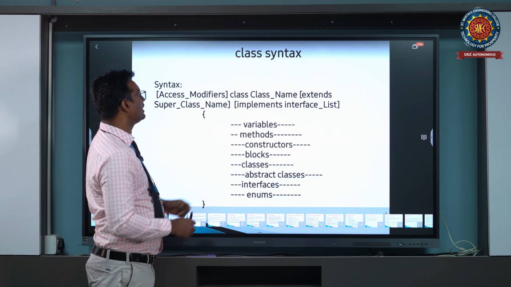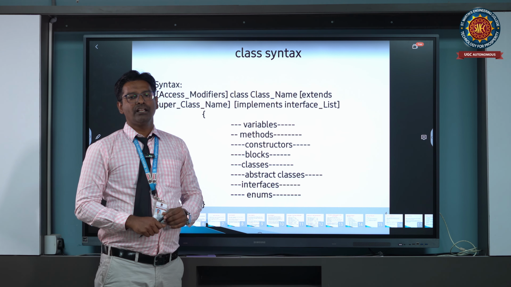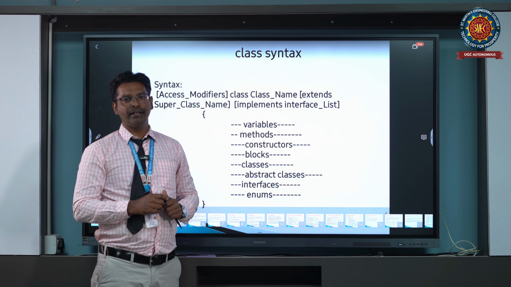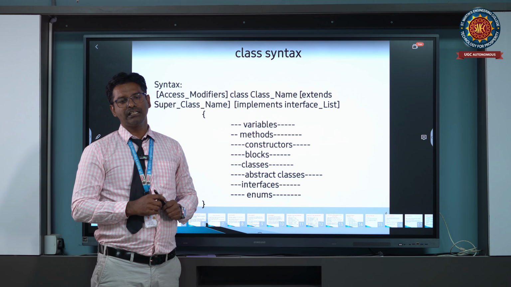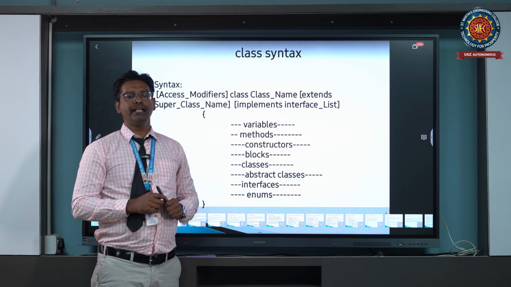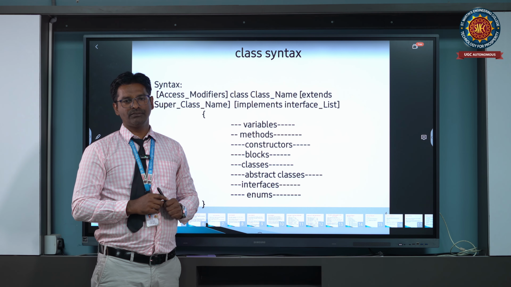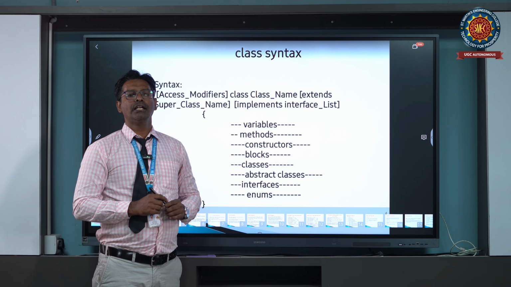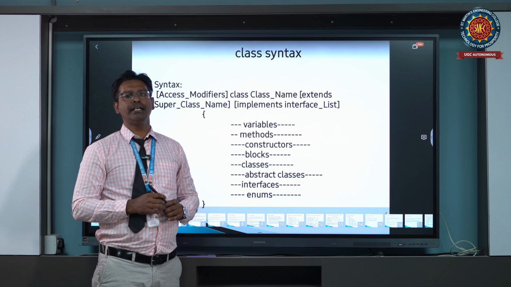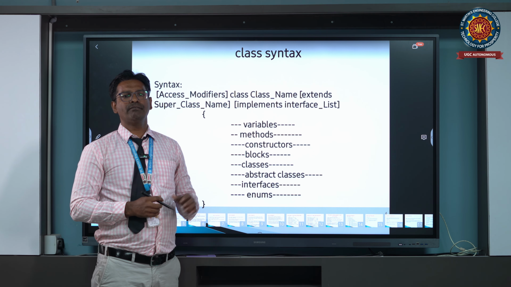If you see the class syntax, for any programmatic implementation in Java we require a class. Why? Because object-oriented programming has four pillars: data encapsulation, data abstraction, polymorphism and inheritance. These pillars are implemented practically with the help of the class only.